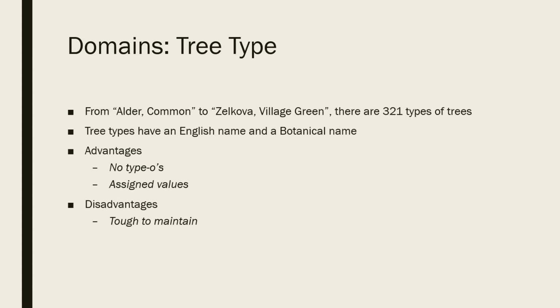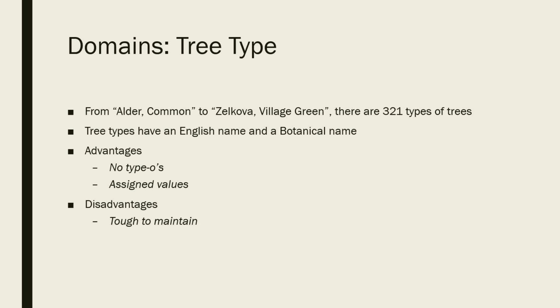Take tree type, for example. This is another database I created for Orem. The tree type represents the species of trees. So maybe that's a better name for it. It is a domain, and it has 321 values from alder, common, to zelkova, village green. And each of these has an English and a botanical name.